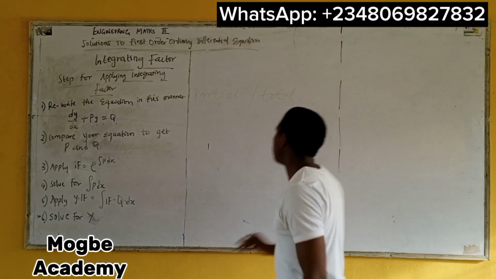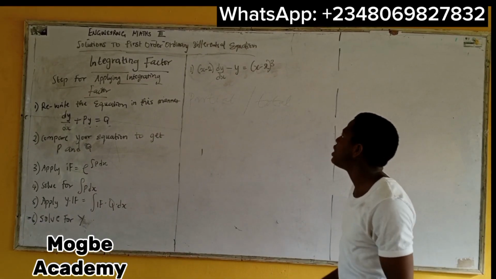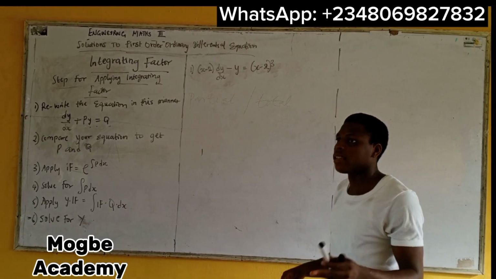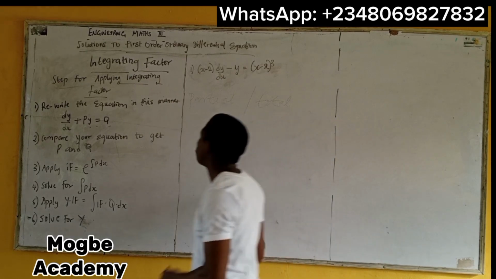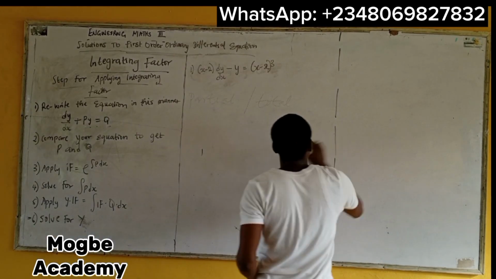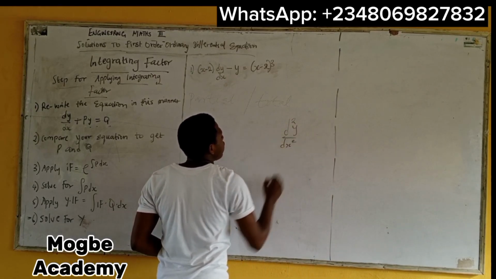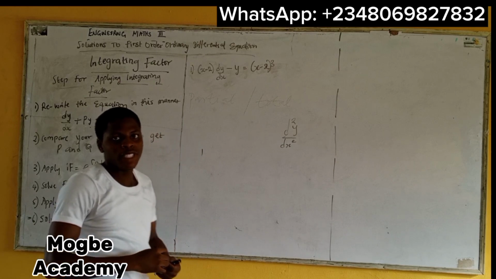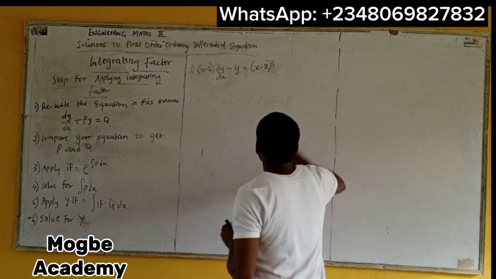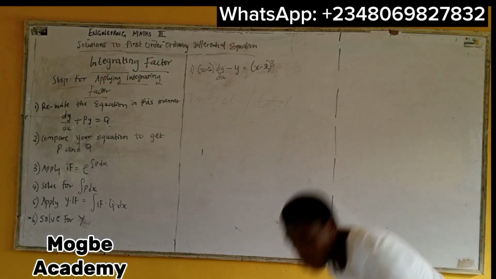Now let's take an example. Let's use our steps to solve this example. This is a first order ordinary differential equation. Why is it first order? Because we are just seeing the y and the x. Even if we see the d squared y over dx squared, that is a second order ODE, so you cannot apply this for now. What we are talking about is just the first order differential equation.